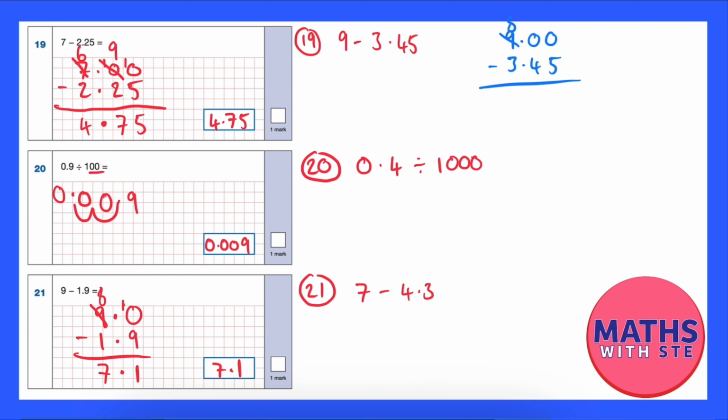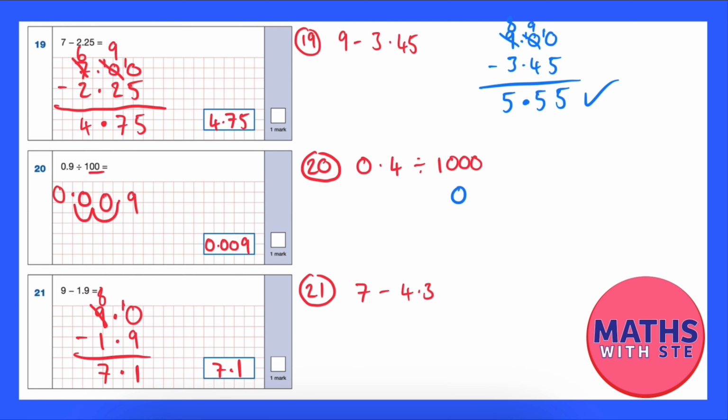9 is going to drop to being an 8. 10, and then that's going to become a 9, and then that's going to become a 10. So 10 take away 5 is 5. 9 take away 4 is 5. Put your point in. 8 take away 3 is also 5. Okay, so 5.55.